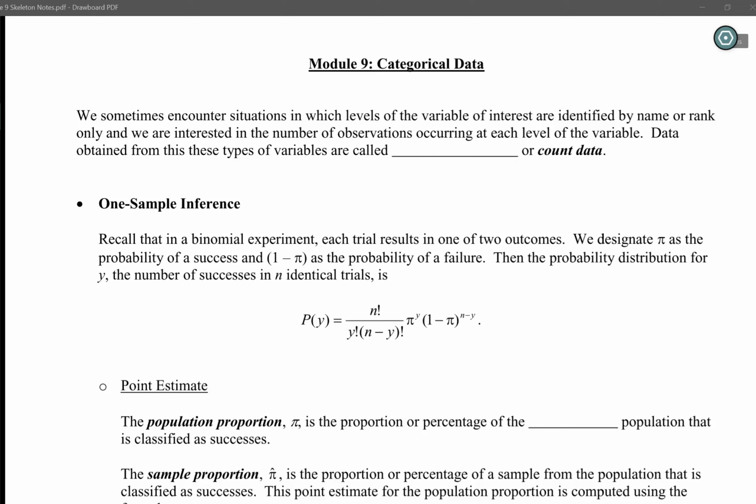Module 9, categorical data. Up to this point, the kind of data that we have dealt with has been, for the most part, quantitative and usually continuous, and looking at the mean of those underlying populations and the standard deviation made a lot of sense. But sometimes we have data where the variable of interest is not quantitative but qualitative, or sometimes called categorical.